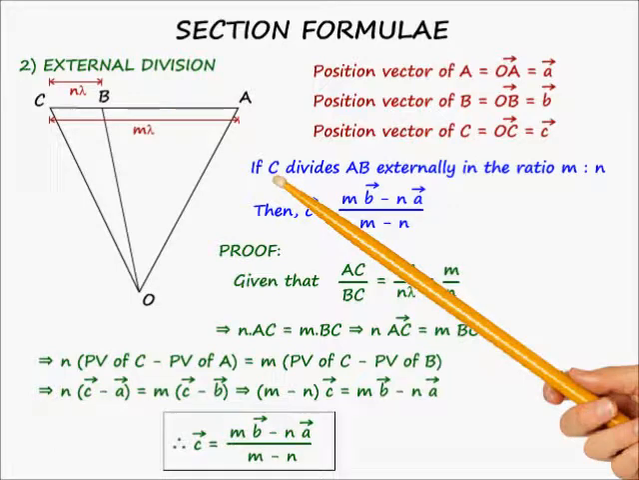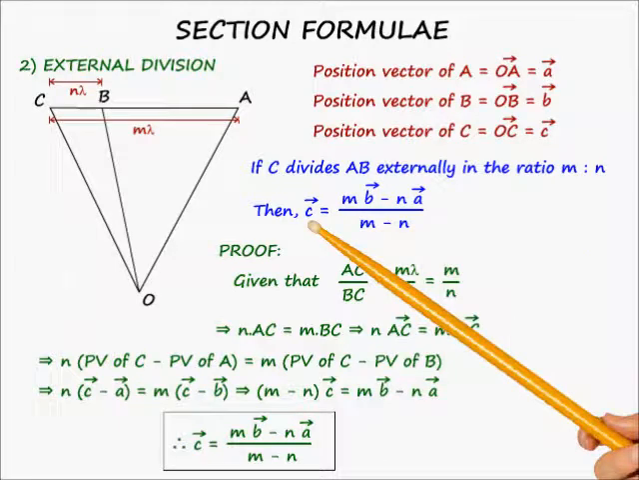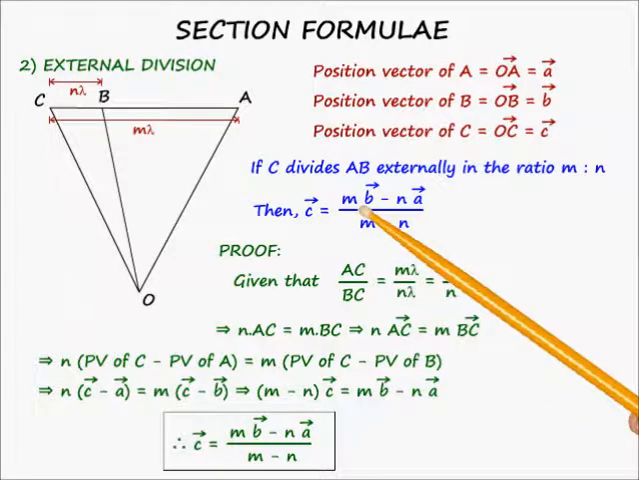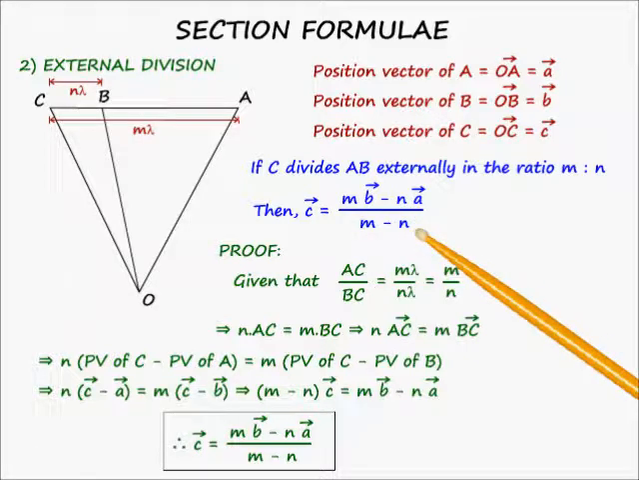When C divides AB externally in the ratio m:n, then vector OC, or vector C, is equal to (m vector B minus n vector A) divided by (m minus n). This also can be proved like this.